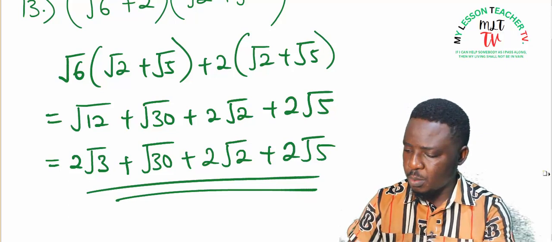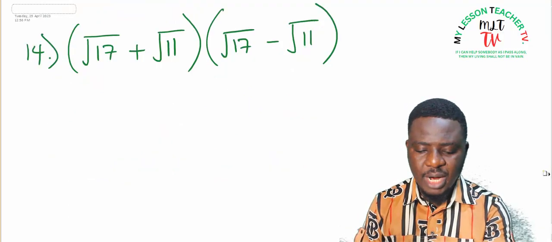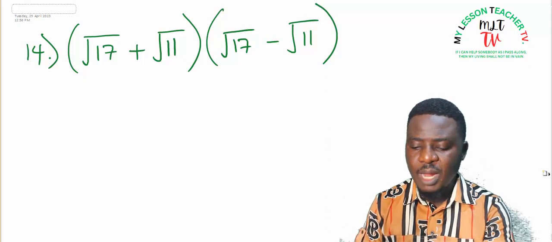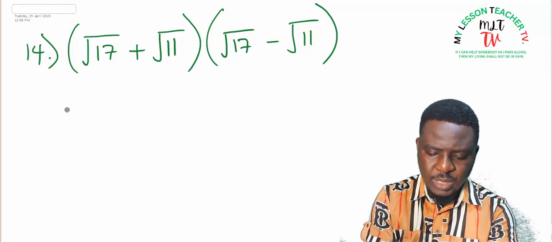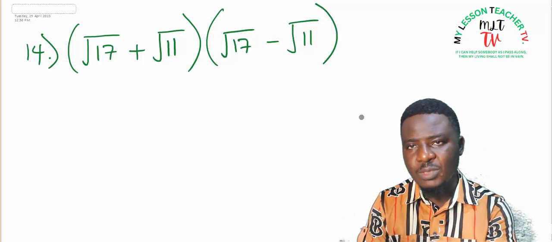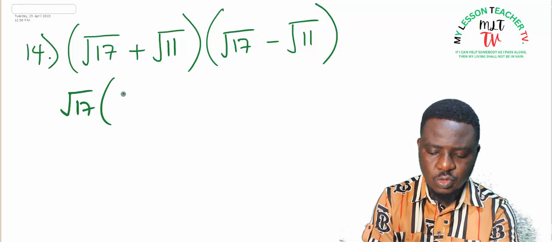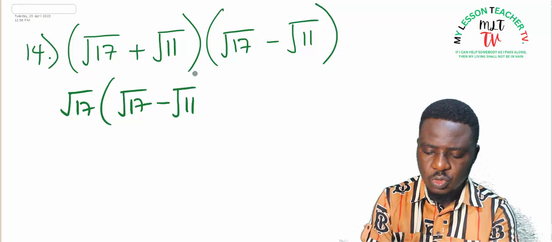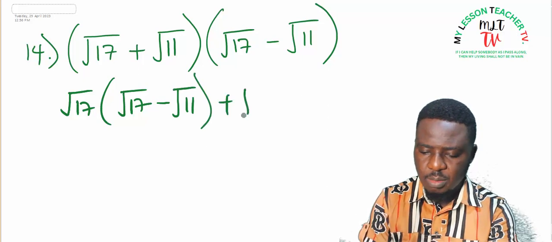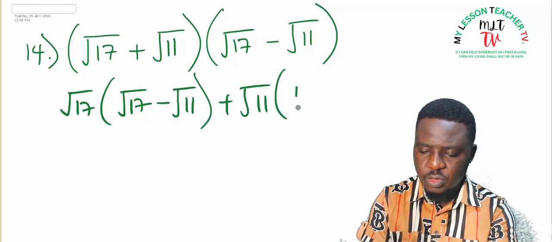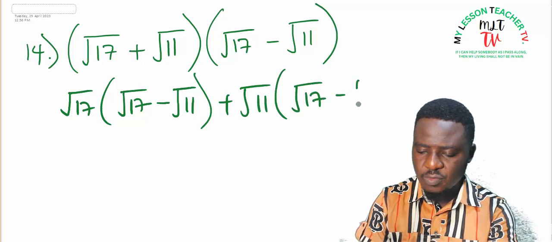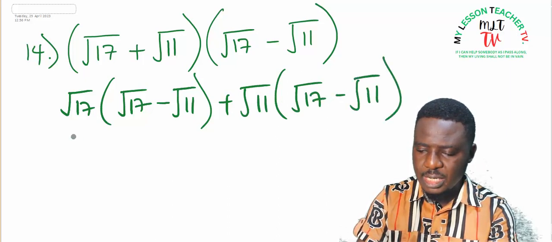No, it's not possible. Question 14, bracket root 17 plus root 11 to multiply bracket root 17 minus root 11. Splitting the first bracket into 2 and using it to multiply the second bracket, we have root 17 into root 17 minus root 11, plus root 11 into root 17 minus root 11.